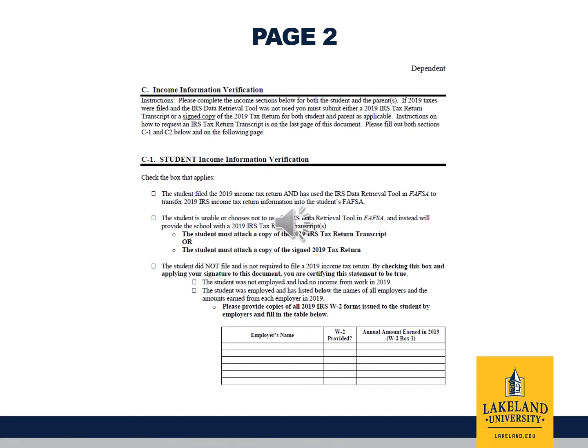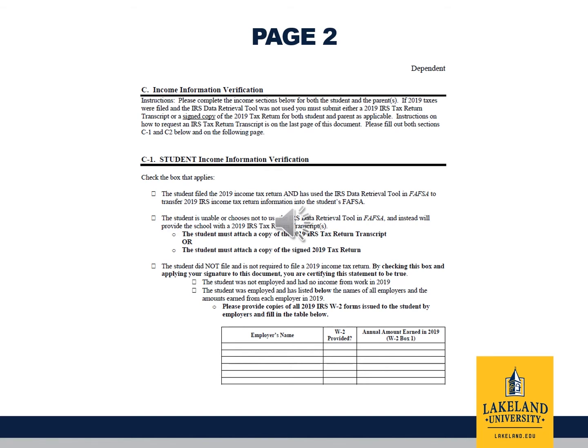If the student did not file a 2019 tax return, they check the third box, but then there's one additional question. Did the student work during 2019? If yes, we will need a W-2 form to verify that amount.